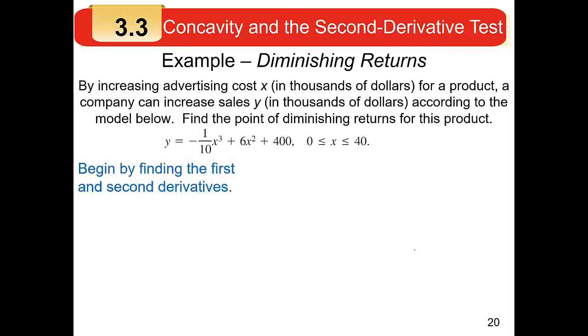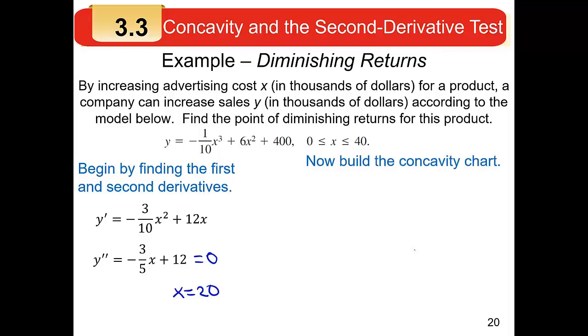The point of diminishing returns involves taking the second derivative. We've got to get the first derivative first. So the first derivative, just the power rule, you're going to get -3/10 x^2 + 12x. The second derivative would be -6/10 x, which I reduce to -3/5 x, and then the derivative of 12x is 12. So you get the second derivative, set it equal to 0, and solve for x. It turns out that x = 20 is the x-coordinate of the point of diminishing returns for whatever this product is.